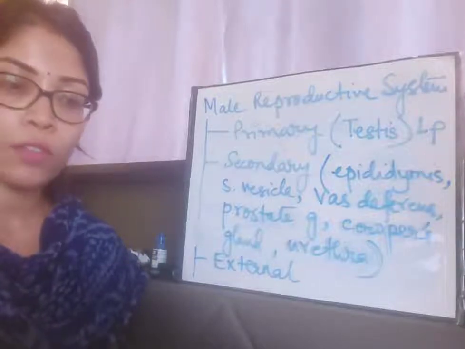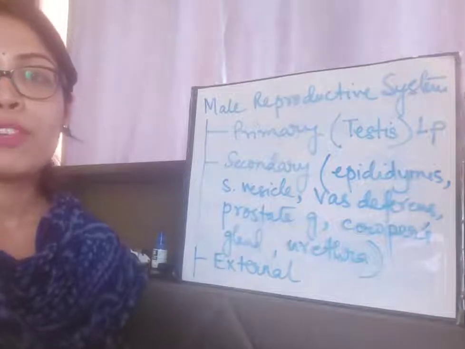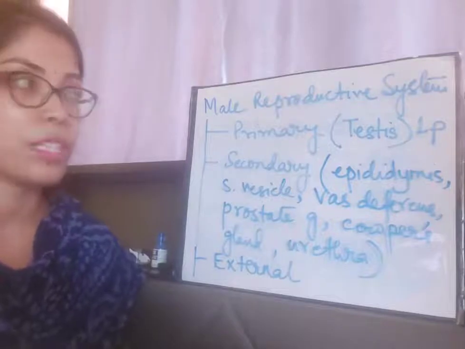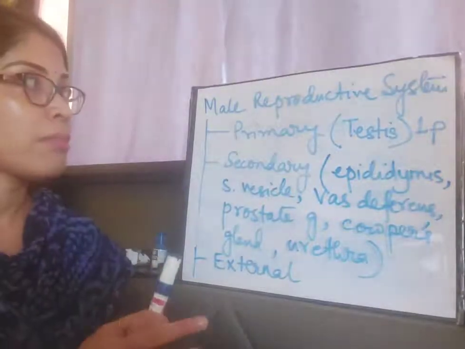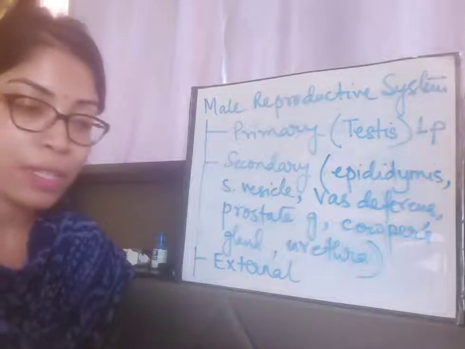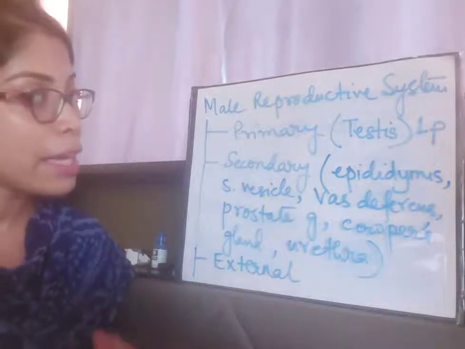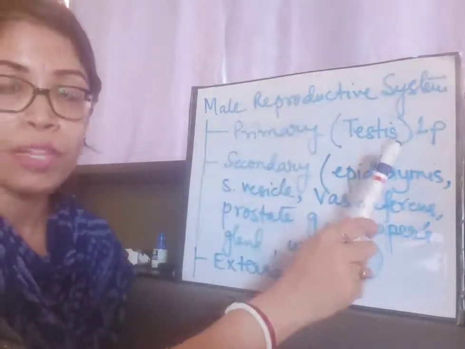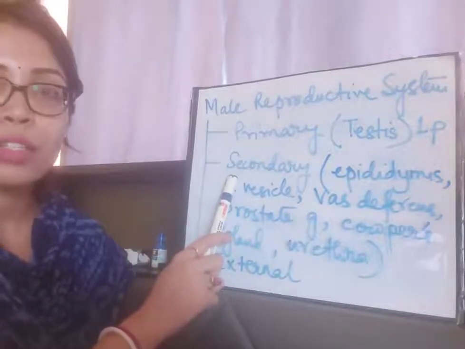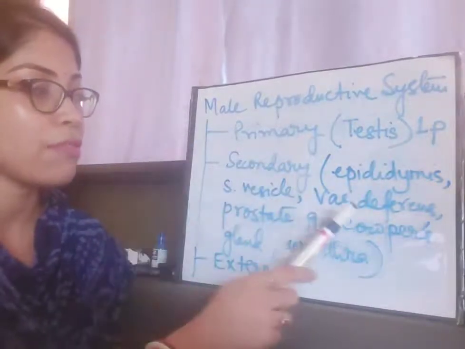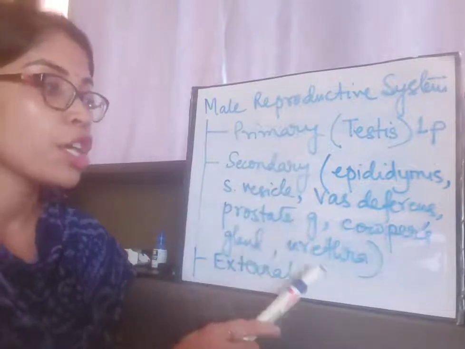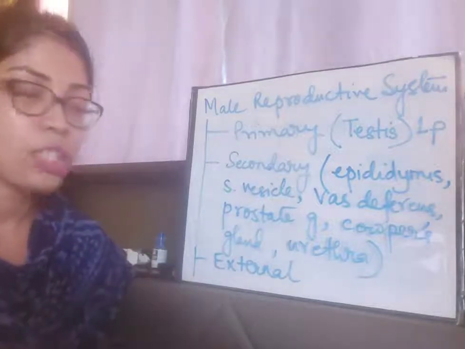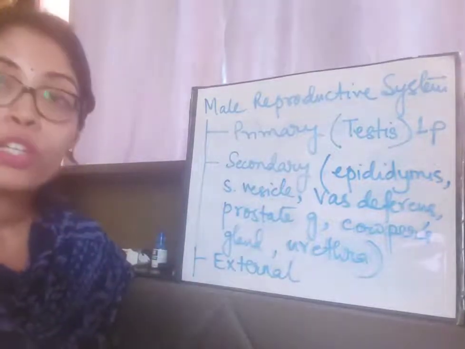This is the continuation part of the chapter human reproduction. In my previous video, I started the male reproductive system, and I discussed how this whole male reproductive system is categorized into three main categories. The primary sex organ consists of the testis, one pair of testes. Next come the secondary or accessory sex organs, which constitute the epididymis, seminal vesicle, vas deferens, prostate gland, Cowper's gland, and urethra. These are the main ones. There are a few very small others. And lastly, the external sex organs, which constitute one penis and the scrotum.